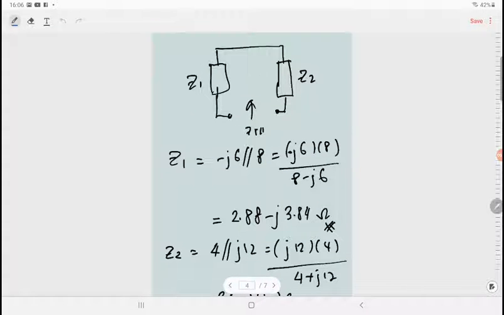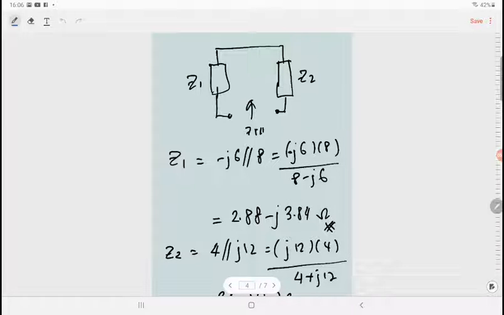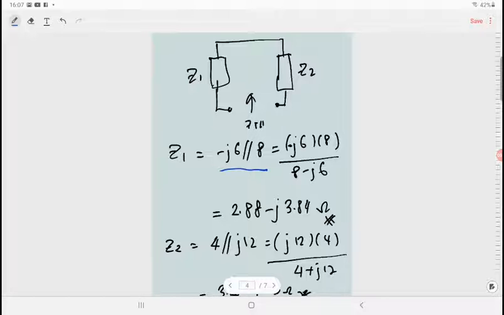So calculate this value, right? When we combine Z1 and Z2, we know that Z Thevenin at the end is actually Z1 in series with Z2. So what is the value of Z1? Z1 can be found by using this parallel formula, which gives Z1 equal to 2.88 minus j3.84 ohm.